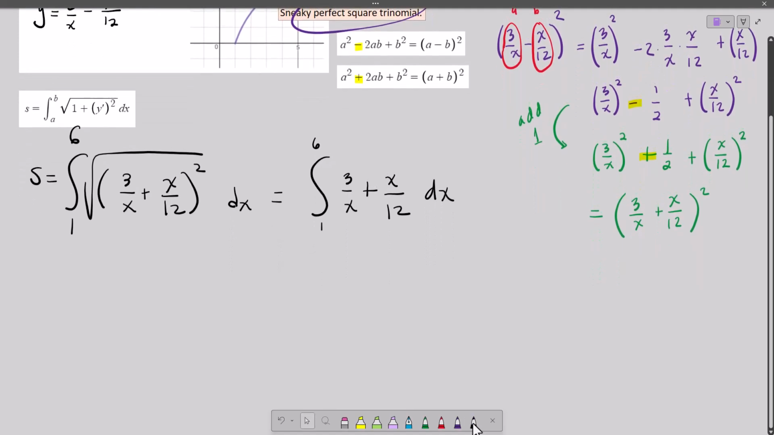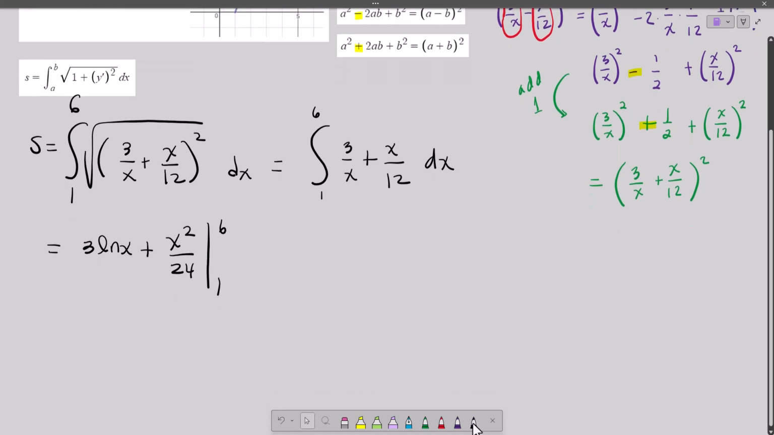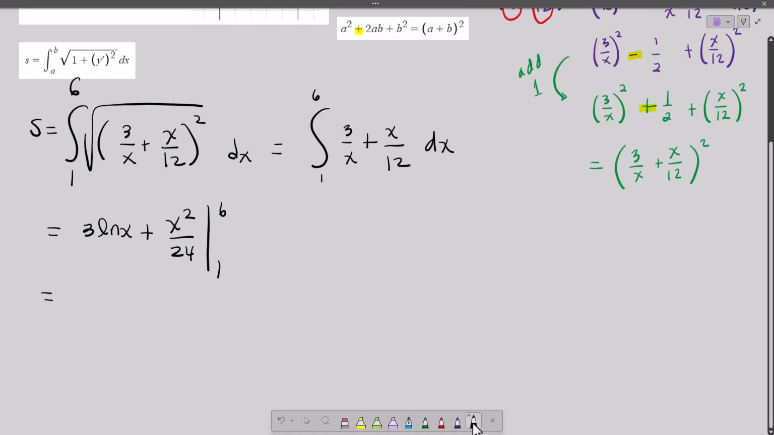Okay. Integral of 3 over x is going to be 3 natural log of x. Integral there is going to be x squared over 24. So we get that. Plug in the 6. We get 3 natural log of 6 plus 36 over 24, which is 3 halves.